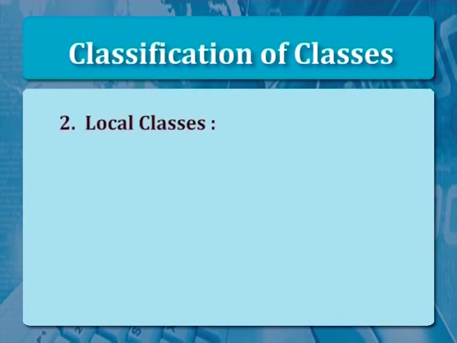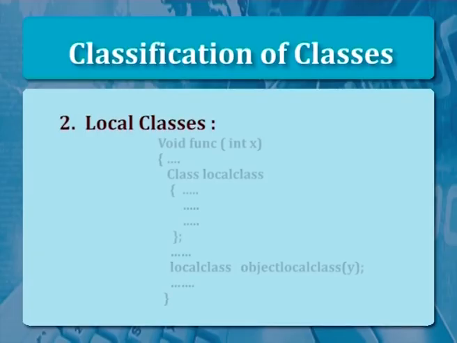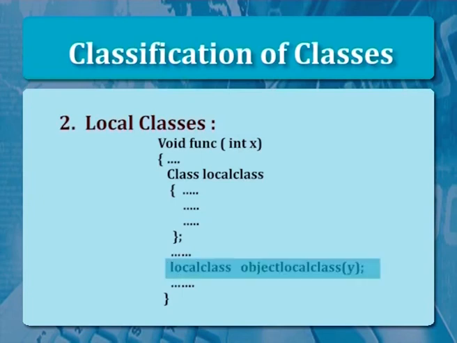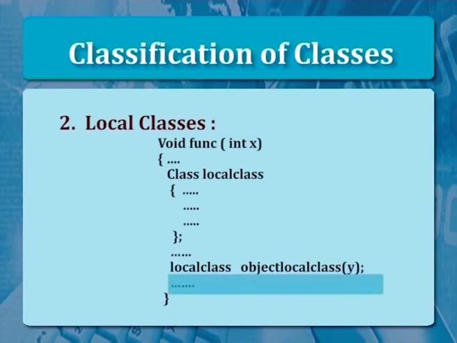Local classes. Such types of classes can be defined and used inside a function or a block. For example, this is a function definition. This is a local class within a simple function func. This is the class definition. Here, within the function, an object is created. This is the use of the created object.